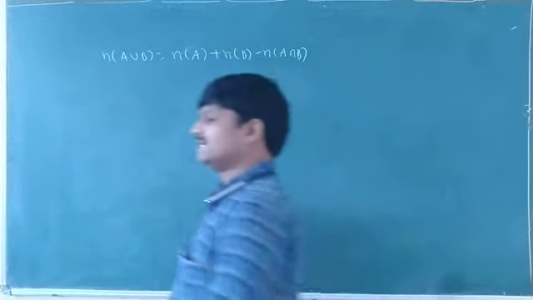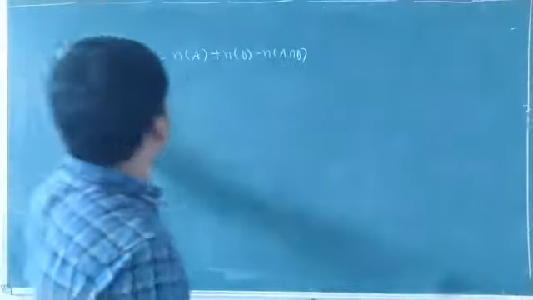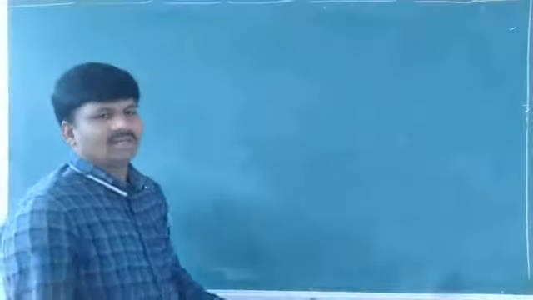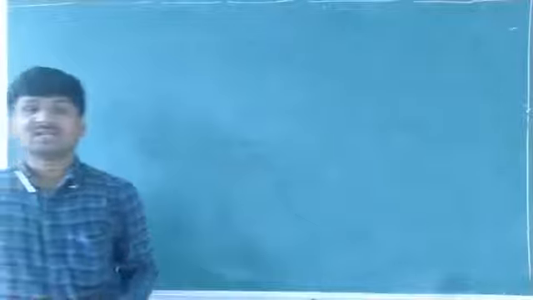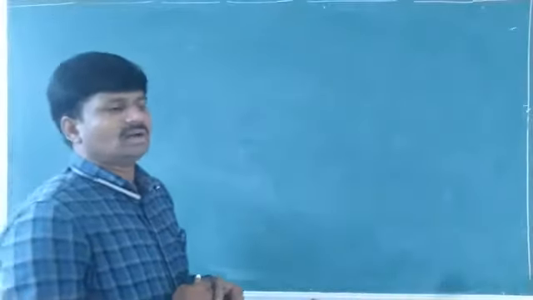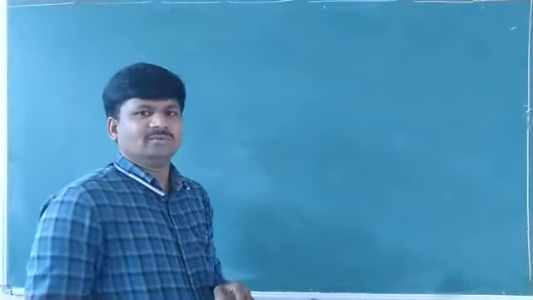If suppose three sets are given, then what are the properties and what are the formulas? What is the Venn diagram when three sets are given? We will see here. Just listen carefully.